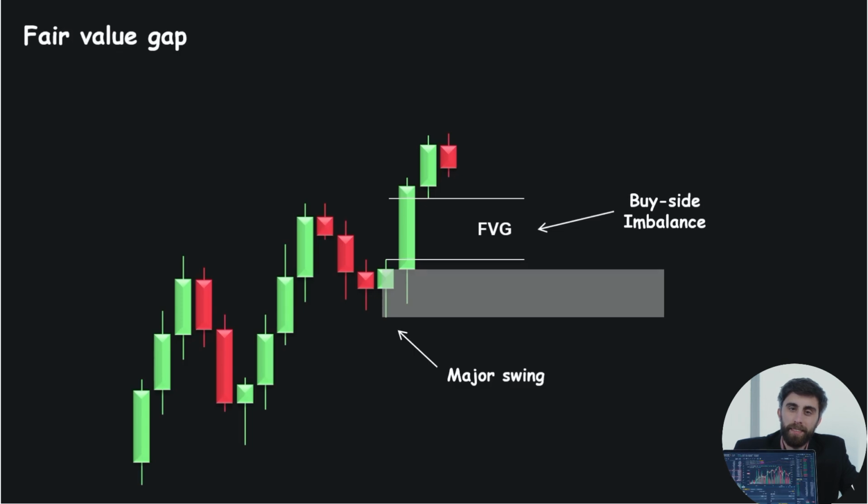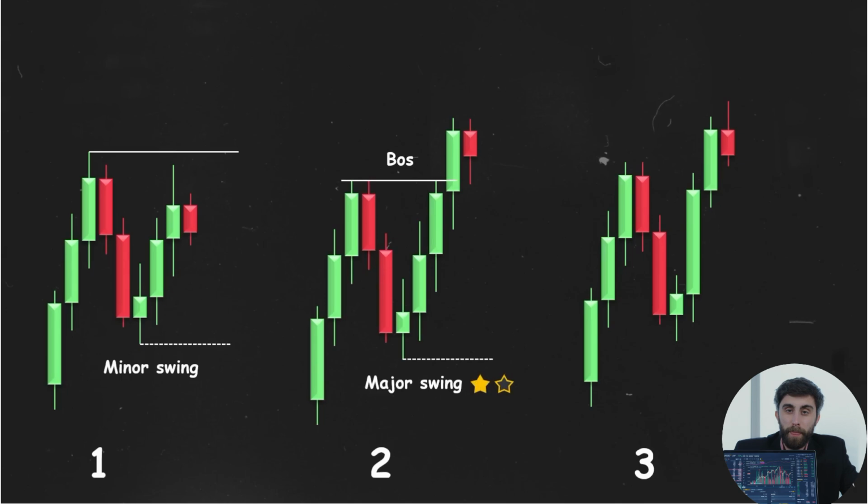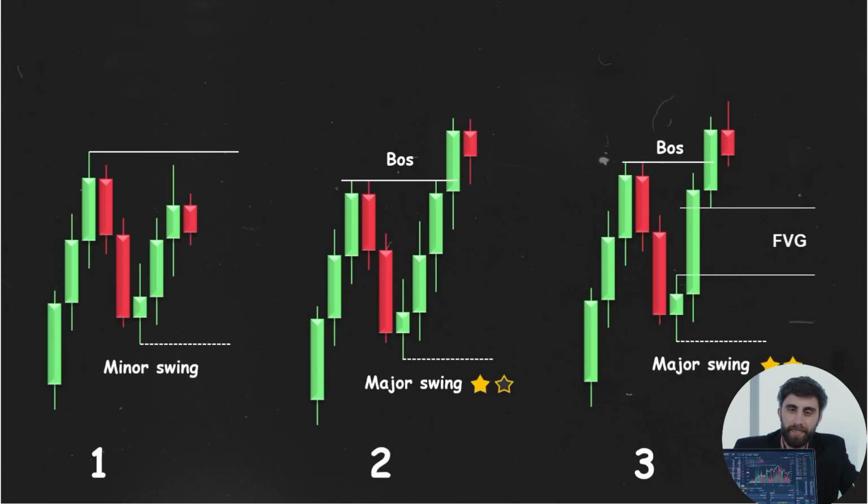The same concept applies to bearish scenarios. Here we have 3 price examples. The first one does not show a break of structure or an imbalance, so it is considered a minor swing. Breaking below this level does not indicate a shift in momentum or a reversal. The second one is the origin of this breakout but lacks the imbalance. Therefore, it is considered a major swing but with only 1 star. The third one is the origin of the breakout and has created an imbalance, making it a major swing with 2 stars. I hope this isn't confusing.